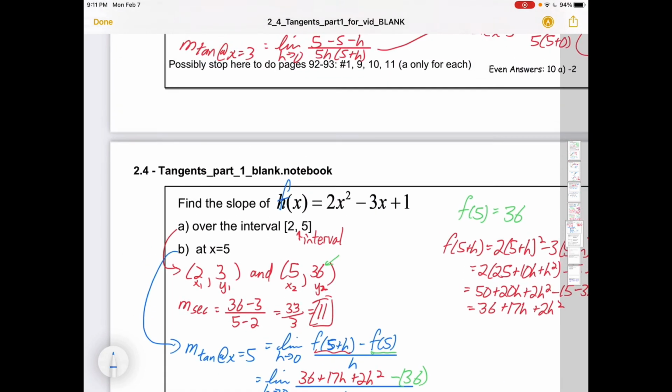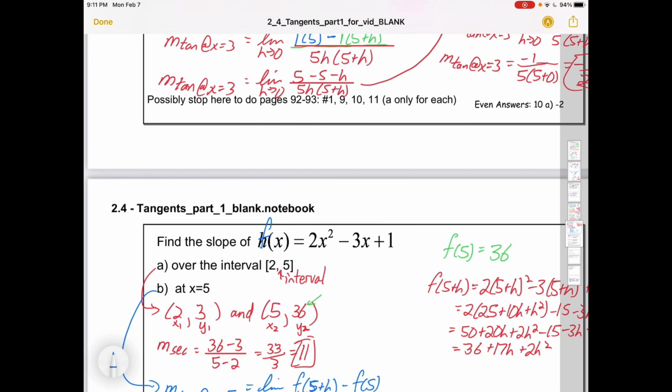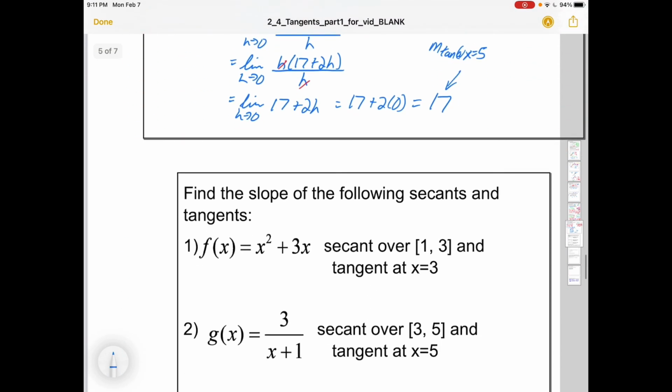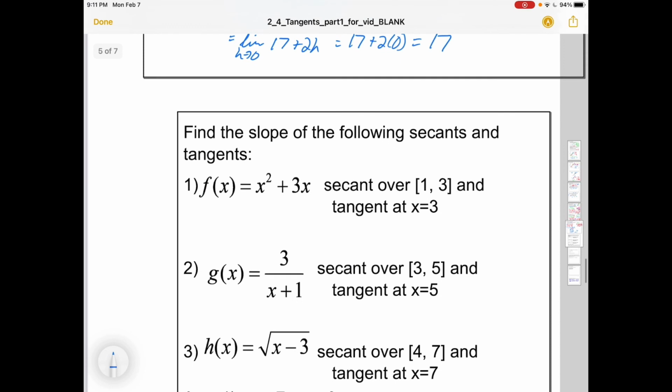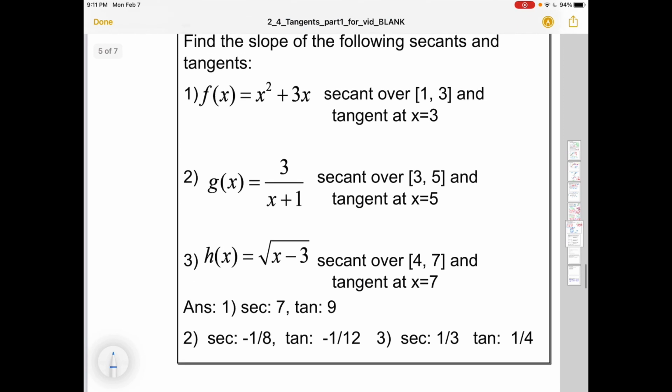So again, you can do some practice from the book. If you want some more questions to do, you could check out these ones here. Find the slope of the following secants and tangents. And here are the alleged solutions. Hopefully I didn't make a goof.